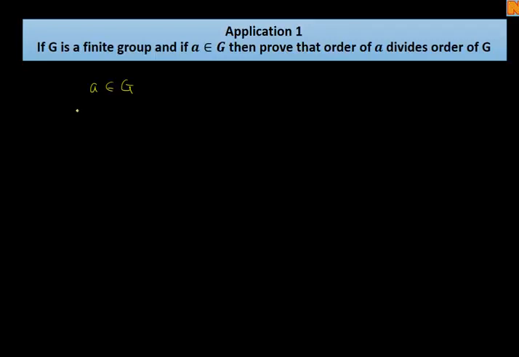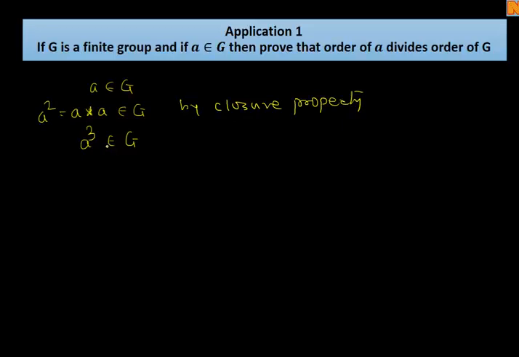Now I'll take A star A. According to the closure property, this product A star A also belongs to G. Continuing in this way, this is denoted by A square, suppose. Now A square times A, that is A cube, is also a member of G. So we are doing this continuously.